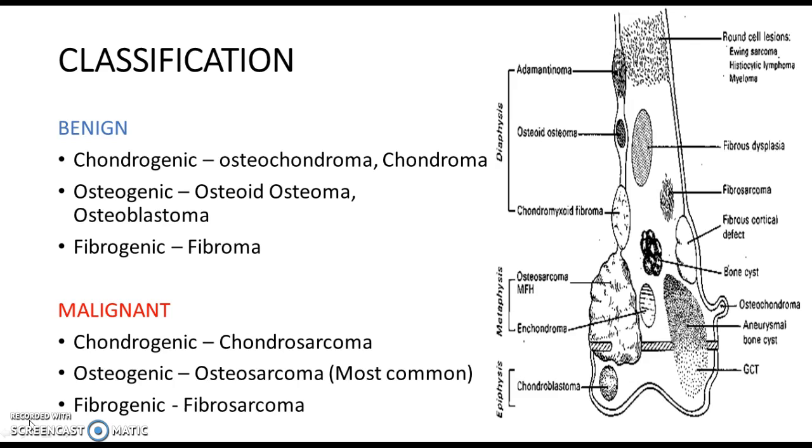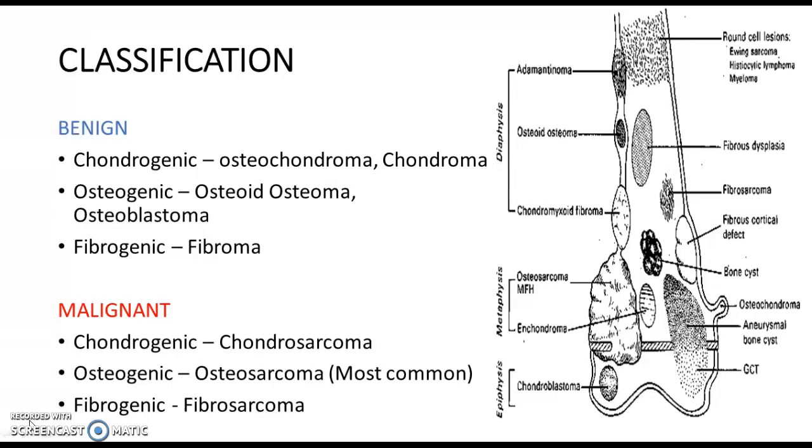Pathological classification is based on the cell of origin, so each of these has a unique microscopic finding which aids in confirming the diagnosis. They are classified into benign and malignant. Benign again depends upon whether it is cartilaginous, osteogenic or fibrogenic. The malignant is again classified based on the cell of origin, that is chondrosarcoma, osteosarcoma, and fibrosarcoma. The most common primary malignant tumor is an osteosarcoma, which will be taken as a prototype in our further discussion.